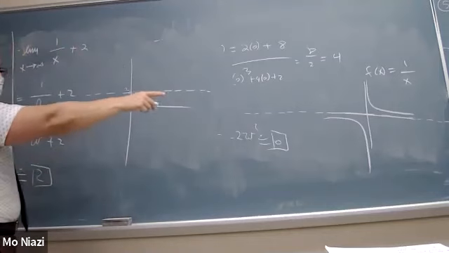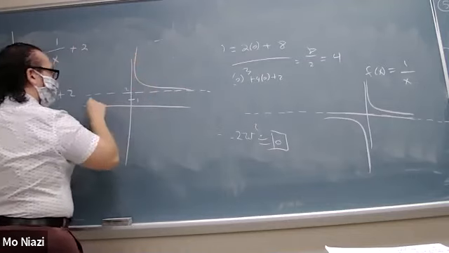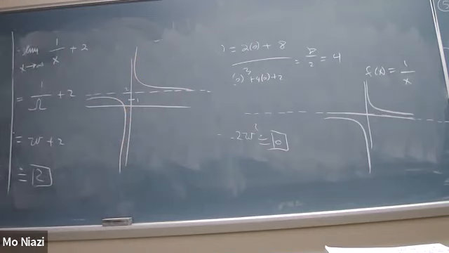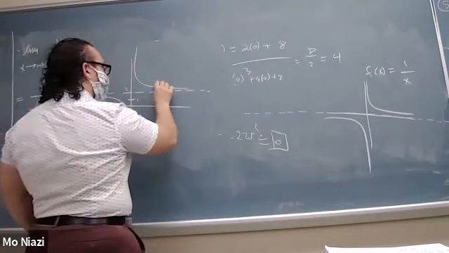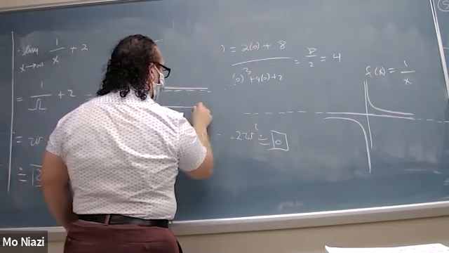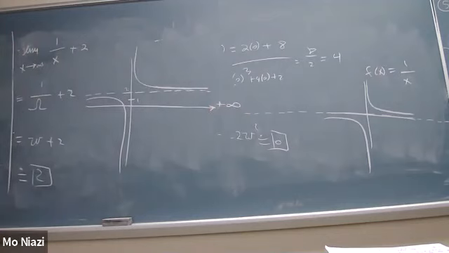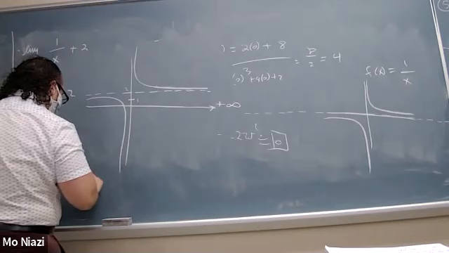This thing will look like 1 over x, except it's going to be shifted up vertically by 2 units. And notice that this function towards infinity gets really close to 2, but never touches it. That's what that really means. So when you take the infinite limit and you get a value, this is equal to your horizontal asymptote.